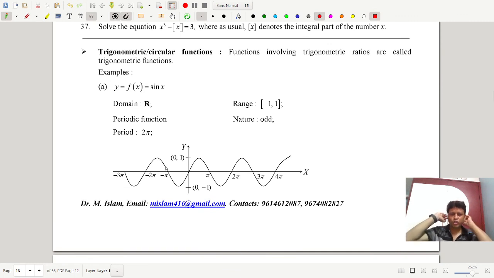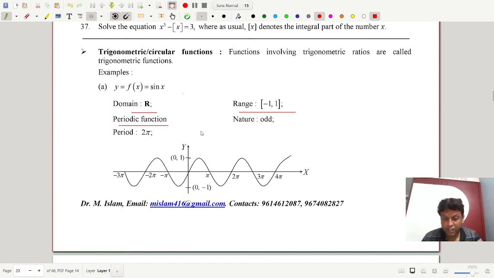And let's talk about the trigonometric functions again. We have already talked a lot. Sin x, domain is R, range is -1 to 1. Periodic function, obviously. Period is 2 pi. Sin x has periodicity 2 pi, cos x has periodicity 2 pi. Look at that. After 2 pi, the nature of the curve repeats.